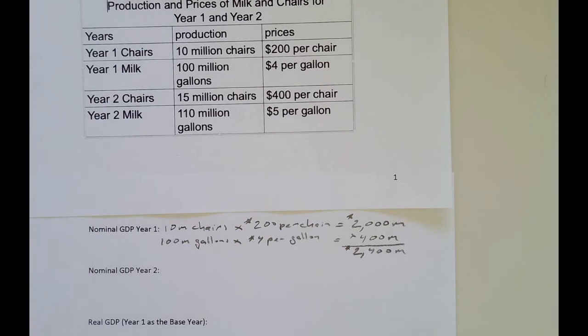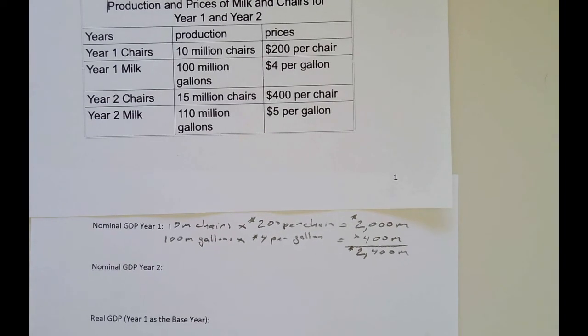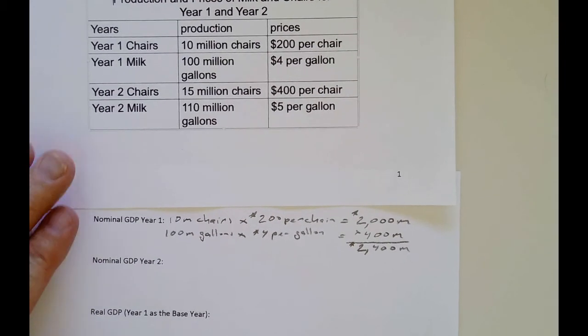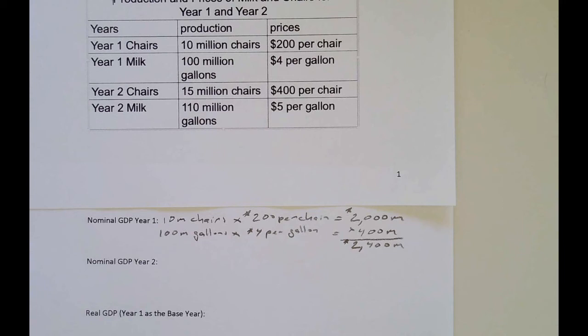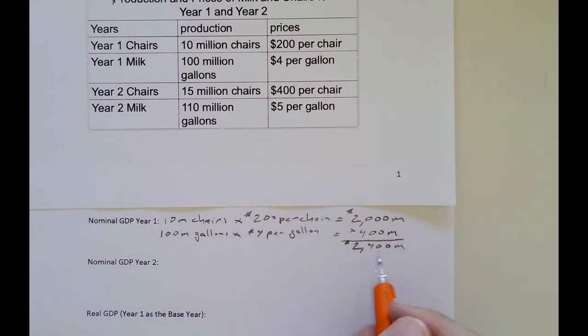And that's exactly how the Bureau of Economic Analysis does it. They simply take the production numbers in each year, times their price, and they get the gross domestic product. Now notice that when you do the calculation, we have chairs times dollars per chair, and so the chairs cancel out, and all we have is dollars left over. And so again, your GDP is always going to be measured in dollars.